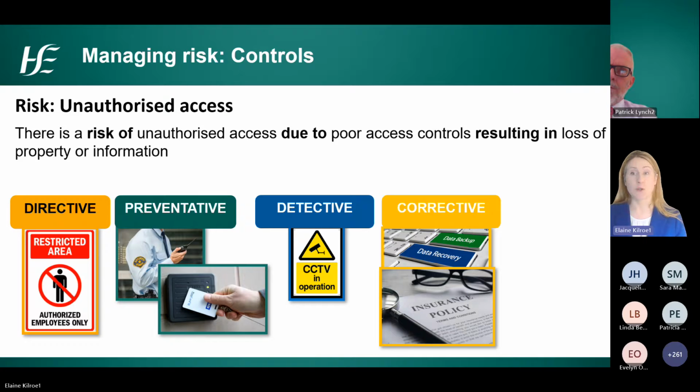And then corrective controls come subsequent to the risk event and may be considered to reduce the impact of the event. So in this example, data recovery after information is lost, or activation of an insurance policy for replacement of damaged or stolen goods.